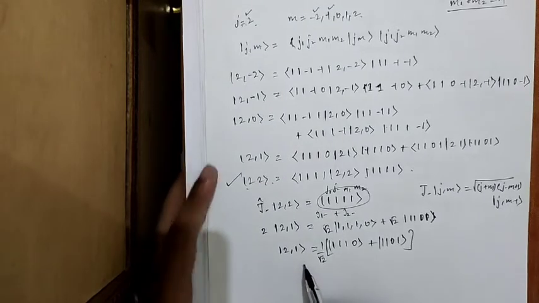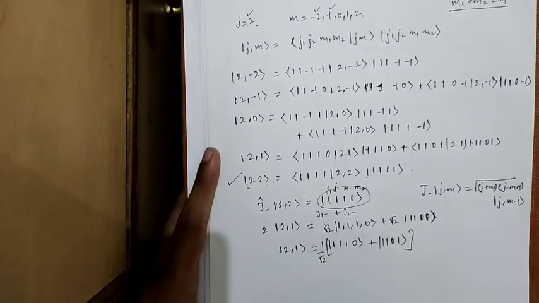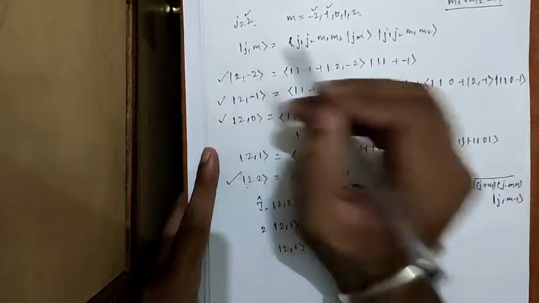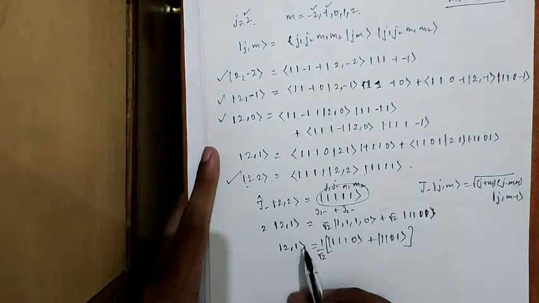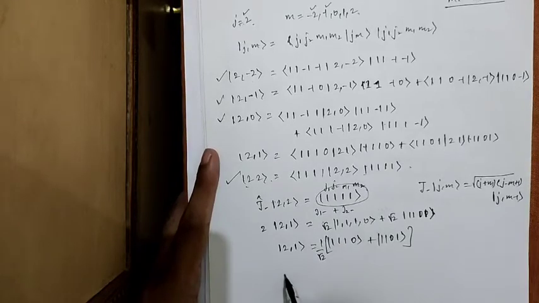In the same way, by operating the J minus operator again and again, you can find the values of 2, 0, 2, minus 1 and 2, minus 2. I am writing this in a quick manner. You can do this as an exercise.